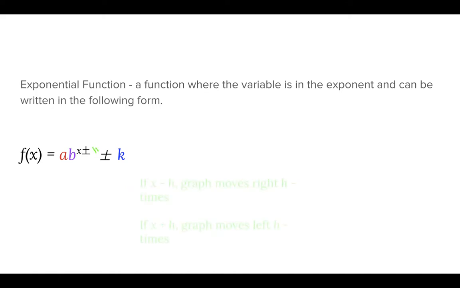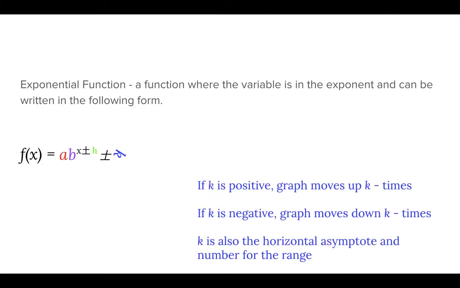Next letter is h. H stands for horizontal, so if the exponent says x minus h, the graph is going to move right h times. If the exponent says x plus h, the graph is going to move left h times. So you may remember that from some of our other transformations. We would always go the opposite direction. The last letter we have is k. If k is positive, the graph moves up k times. If k is negative, it's going to move down k times. So again, just like our other transformations, you go with the number, up or down.